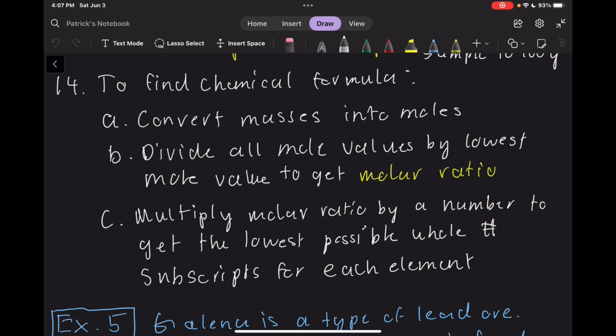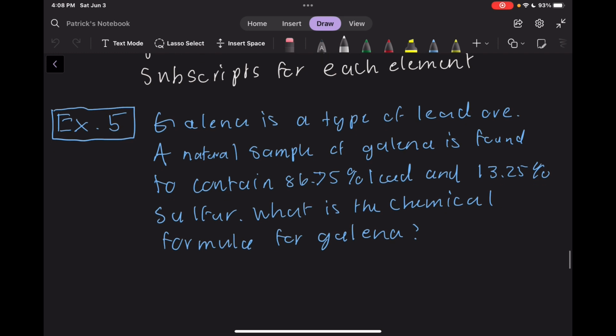Our second step is to divide all the resulting mole values by the lowest mole value. This gives us the molar ratios of each element. Then, if we have any ratios that are not a whole number, we multiply them by a number of our choice to make them whole numbers. Those whole numbers then become the subscripts for our chemical formula. If that didn't make much sense, let's do an example and see if that helps clear it up.